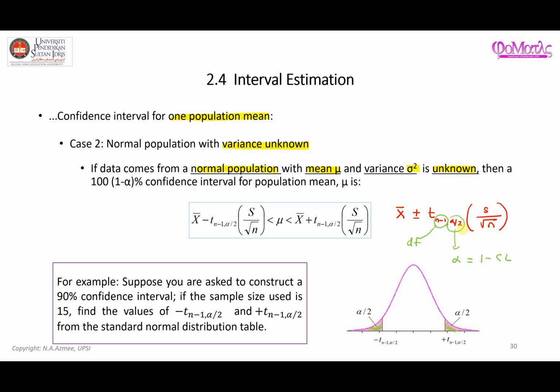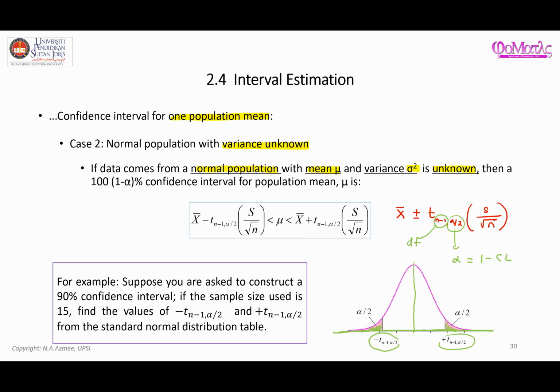So the value of the t quantile here refers to this horizontal axis, and this is the positive value of the t quantile. And because the distribution is symmetric, this is also the same value, except that it has a negative sign.